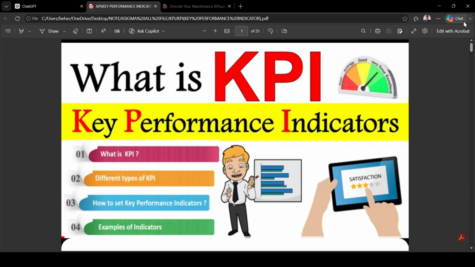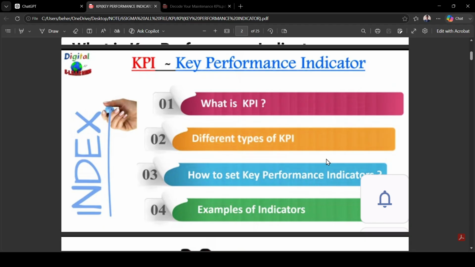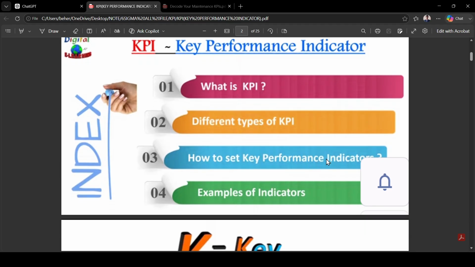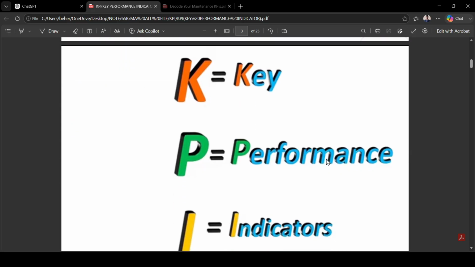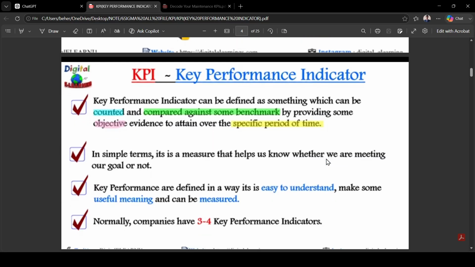So what is KPI? Key performance indicator. What is KPI, different types of KPI, how to set a key performance indicator, and examples of indicators. KPI means K is key, P is performance, I is indicator.